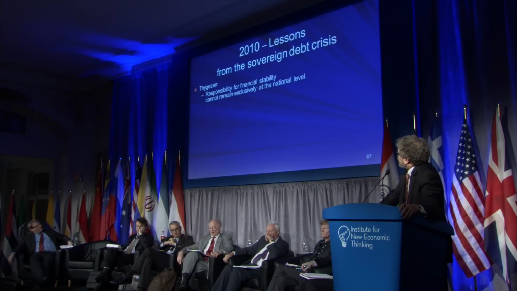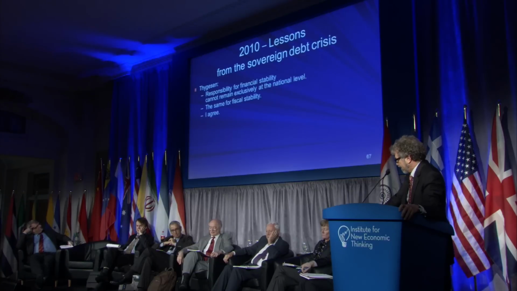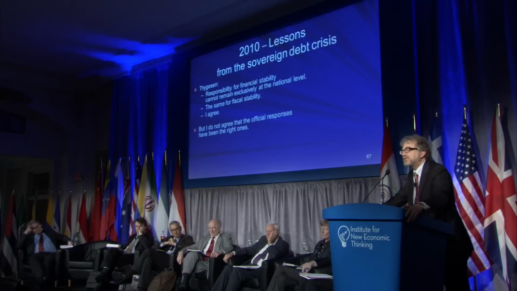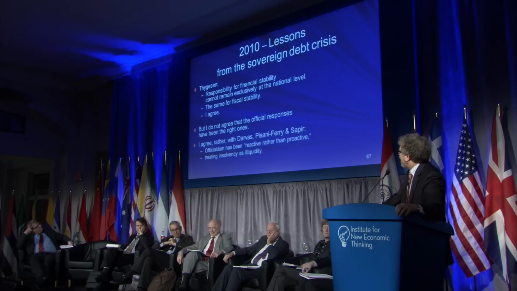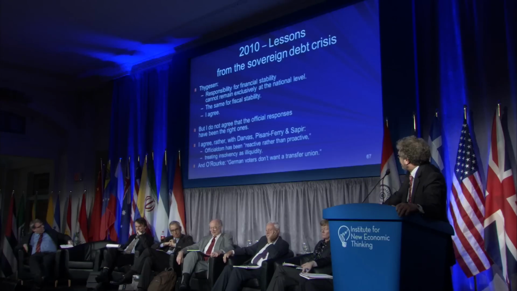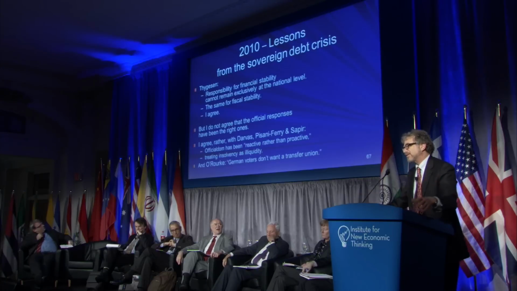Niels concludes that responsibility for financial stability cannot remain exclusively at the national level, in my words, and the same for fiscal stability, and I agree with that, and I imagine that is something that most of the panel would agree with. I do not agree that the official responses have been the right ones. I agree with some of my fellow panelists, the paper by Darvis, Pisani, Fari, and Sapir: officialdom has been reactive rather than proactive, treating insolvency as liquidity. And Kevin O'Rourke: German voters don't want a transfer union, and you saw the poll results and all that.